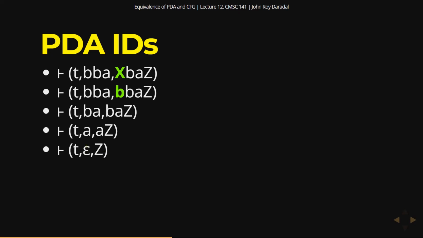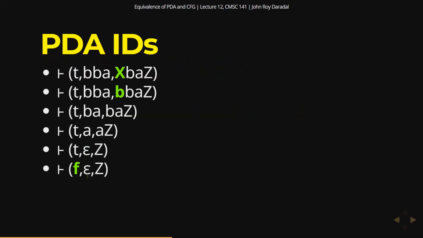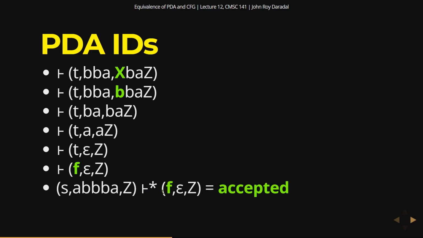So since it's already empty, the string has been completely processed and the stack is also empty since only the bottom marker remains, then we can transition to state F because we are in T epsilon Z. So we can transition to state F, and we have reached the final state. So since it reached the final state eventually, then the string is also accepted by the PDA.